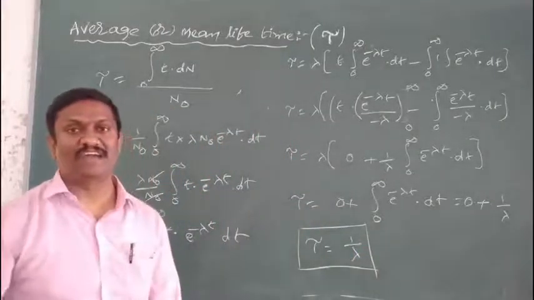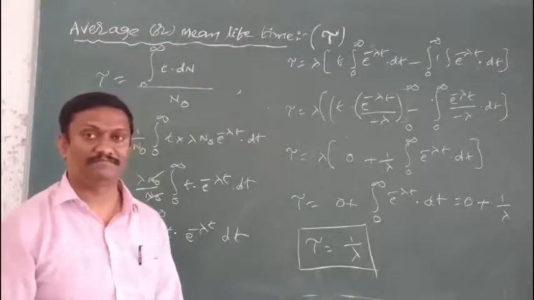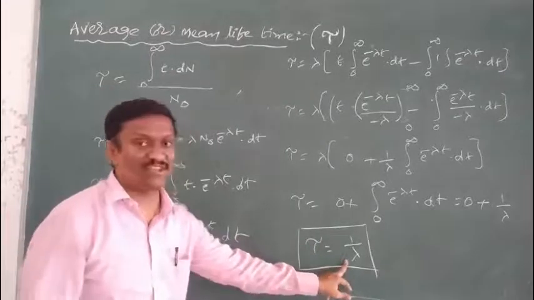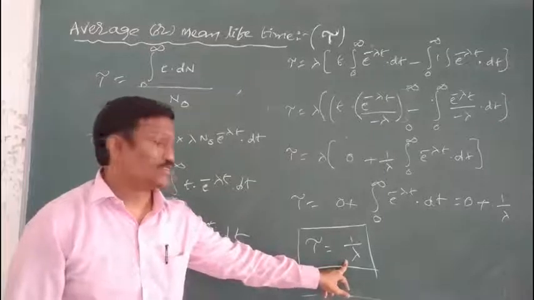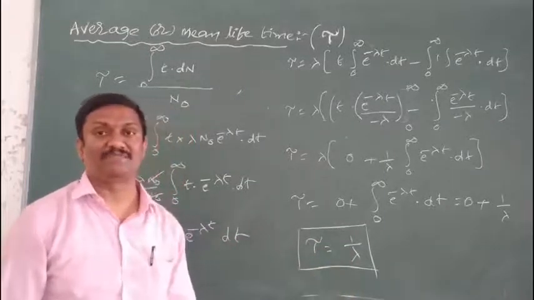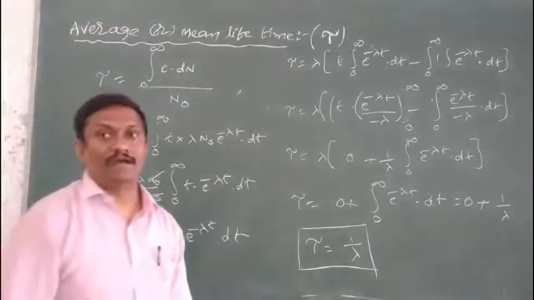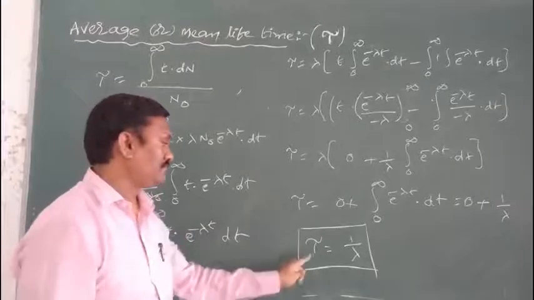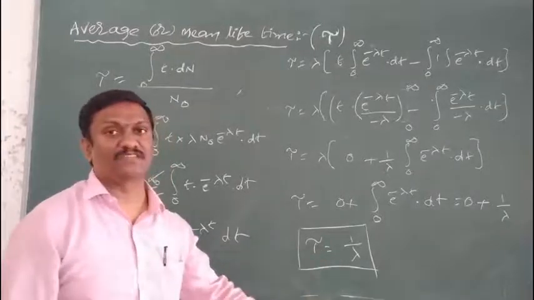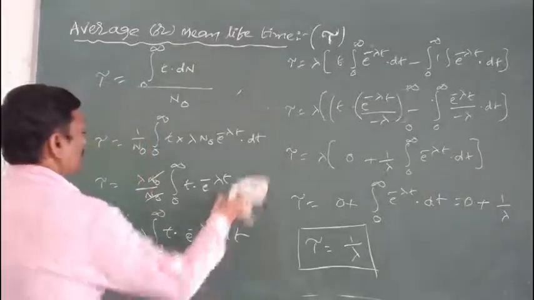So the expression for average lifetime or mean lifetime is tau equal to 1 by lambda. Lambda means the decay constant, so the reciprocal of the decay constant is also called the average lifetime. So this is the expression for average lifetime: tau is equal to 1 by lambda. The reciprocal of the decay constant is equal to the mean lifetime.